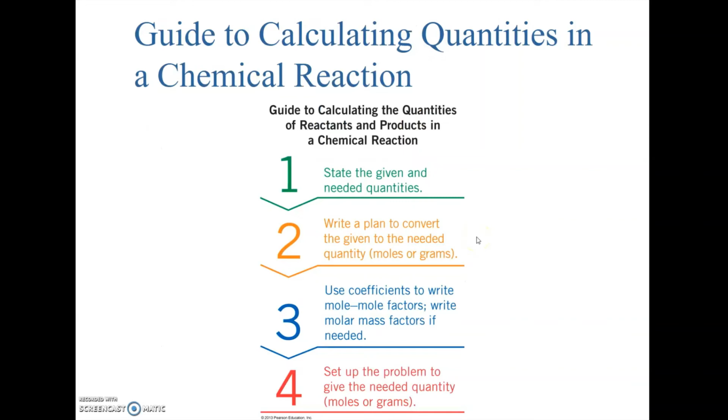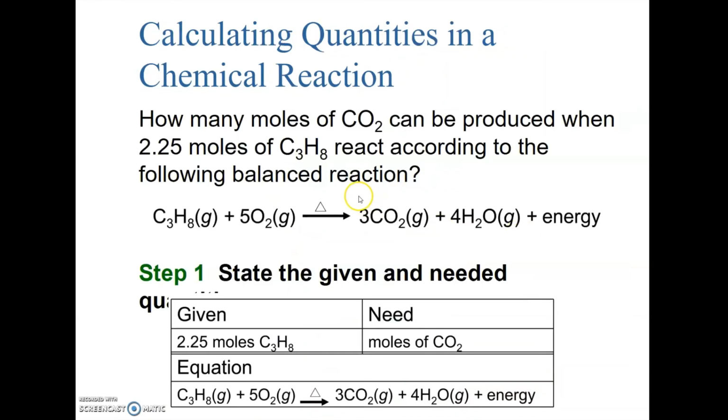In the next few slides, we will learn how to use a balanced chemical equation to find the mole-to-mole factors to calculate the mass or the moles of any substance in the chemical equation. In this problem, we are given the number of moles of C3H8 and we are asked to calculate the number of moles of CO2. To be able to do this type of problem, we need to have a balanced chemical equation. And this is the balanced chemical equation.